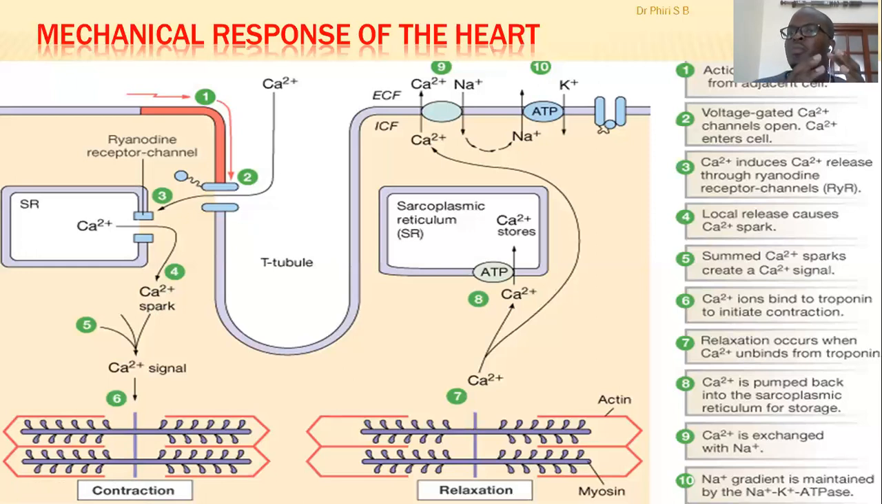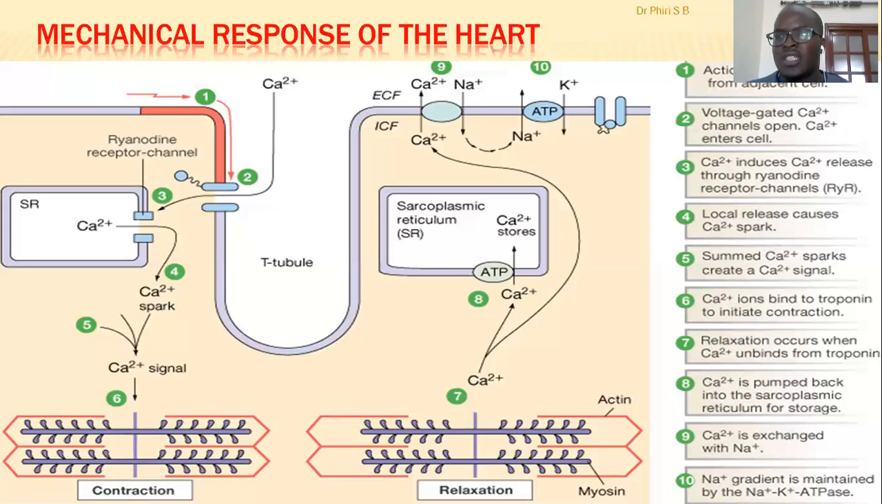That will facilitate the movement of the tropomyosin away from the binding site located within actin. So the binding site on actin will be exposed. Now actin will be able to bind with myosin. So myosin will be able to bind to actin. That will bring about hydrolysis of ATP, the power stroke. That will bring about shortening of the sarcomere. This will result in myocardial contraction.